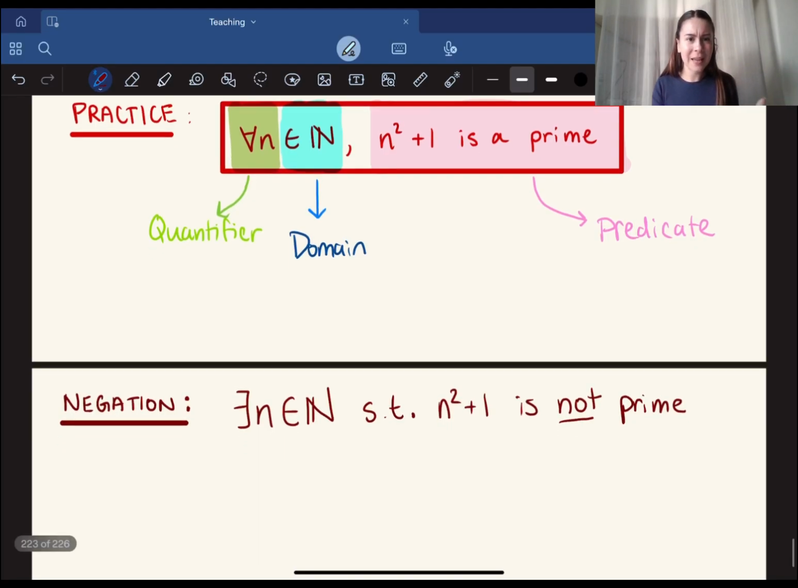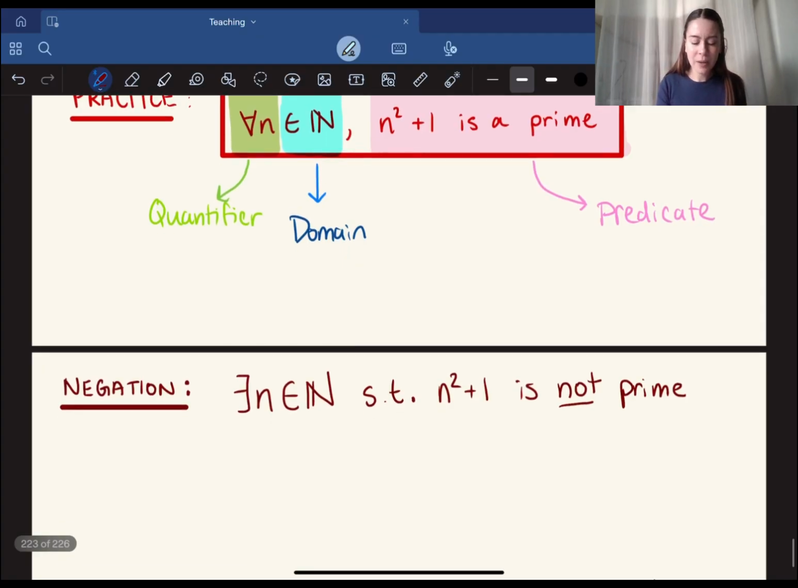So now reading the negation from left to right, we have there exists a natural number n such that n squared plus 1 is not a prime. Well, actually, we can just prove this because we have this existential quantifier here. We can just prove this by finding an example for which this works. And we did find that example when we were brainstorming this original statement, whether it was true or false. And that example was 3. So actually, the negation is true.